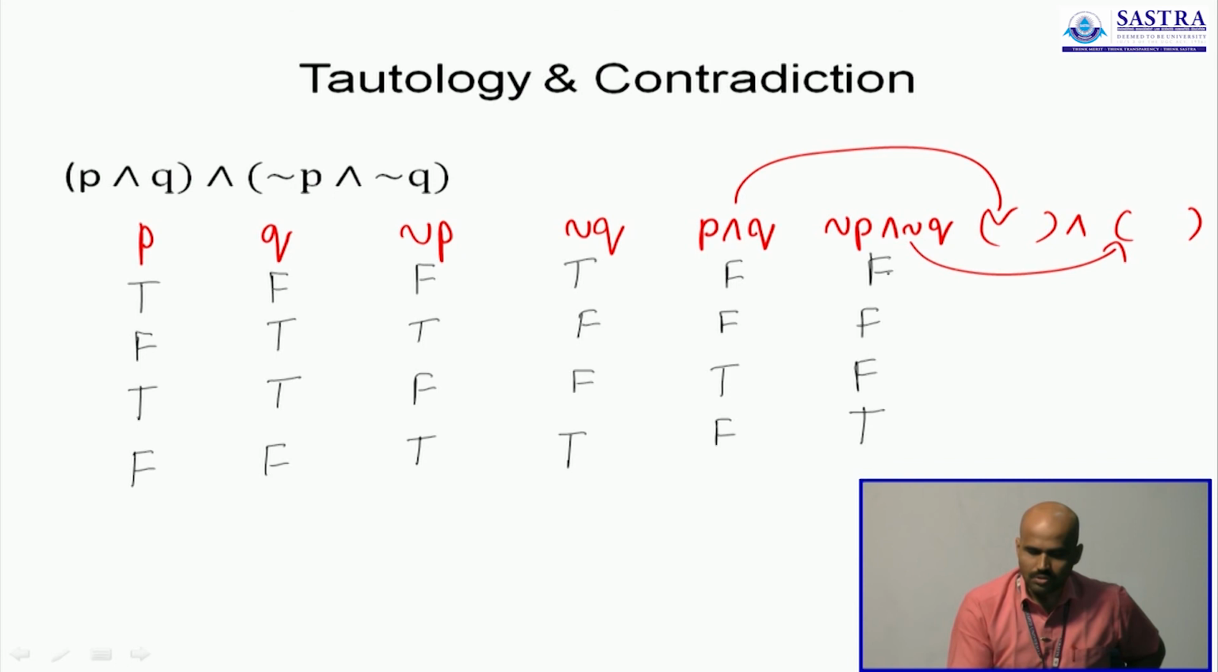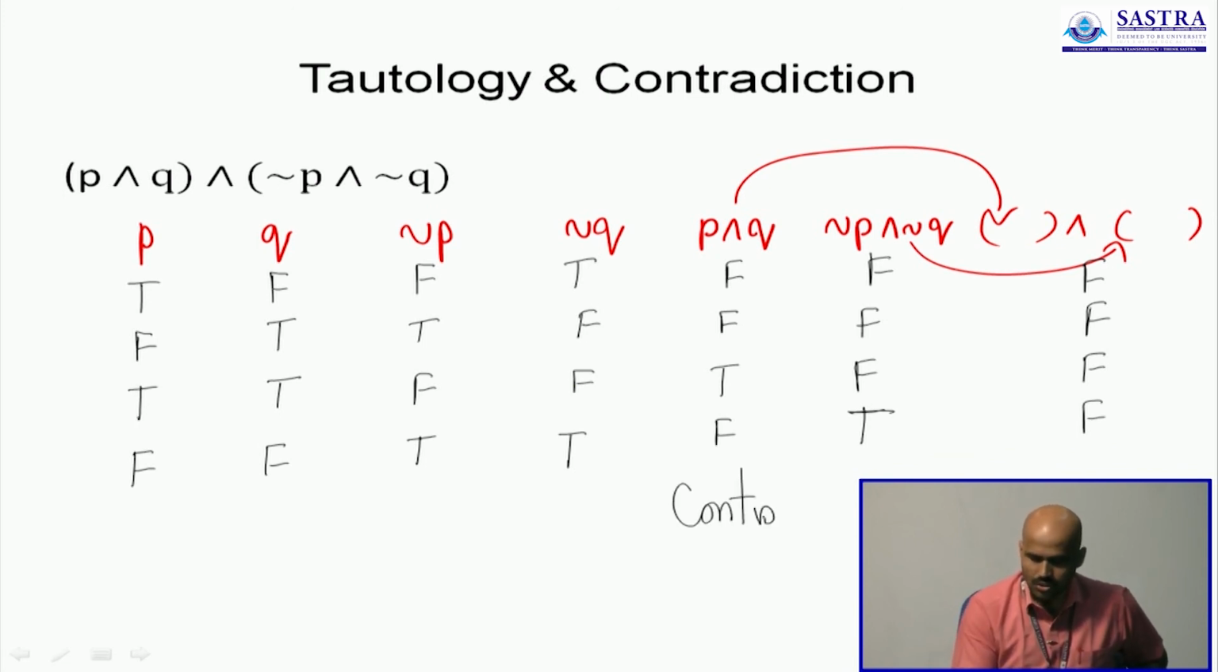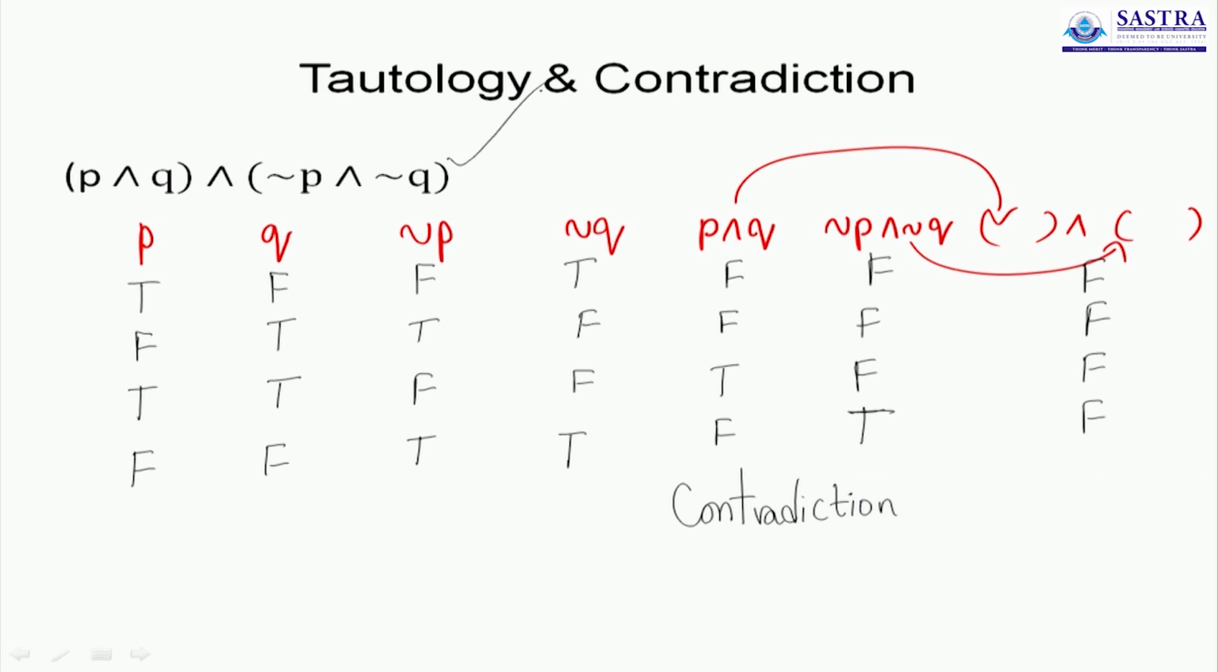Now we are doing a conjunction between columns 5 and 6. Since it is a conjunction, you want both of them to be true to return a true value, but that never happens. Rows 1 and 2 return a false value, and rows 3 and 4, one of them is always false. So all 4 input sequences return a false value, and hence we know that such compound statements are deemed as contradiction. Hence the given compound statement is also what we call as a contradiction.